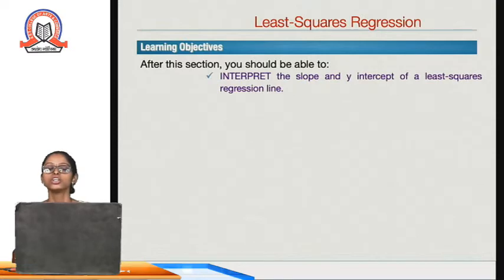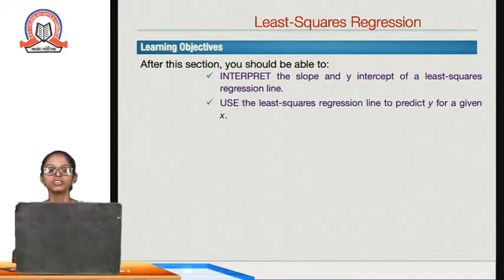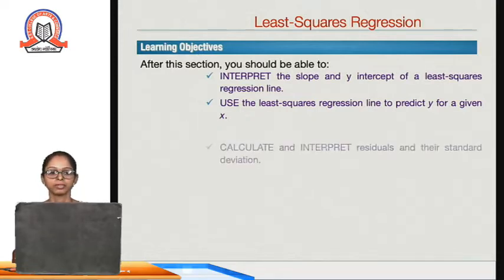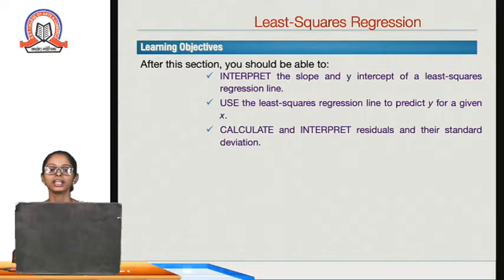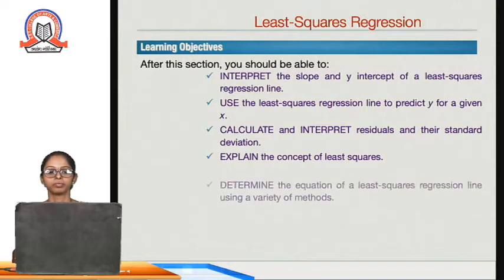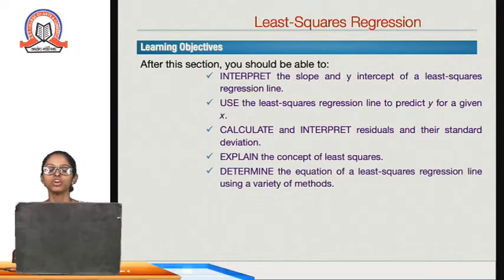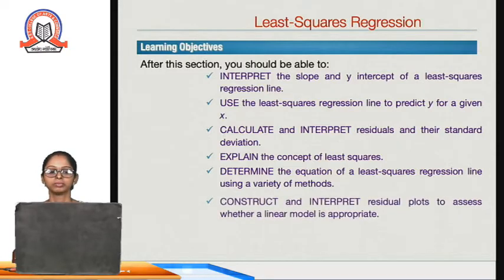After this section, you should be able to interpret the slope and y-intercept of a least square regression line. Use the least square regression line to predict y for a given x. Next, calculate and interpret the residuals and their standard deviation. Explain the concept of least squares. Determine the equation of a least square regression line using a variety of methods.